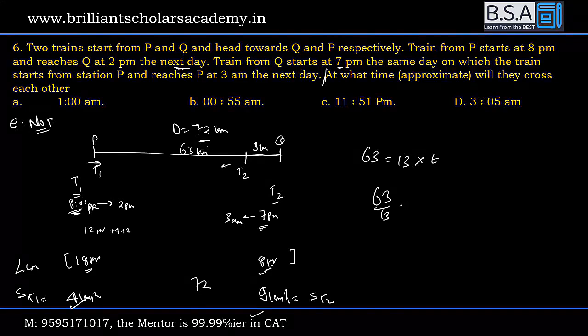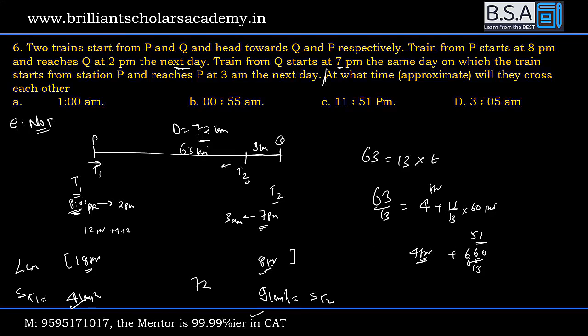63 by 13. 4 times is 52. Remaining is 11 by 13. Please understand, this is in hours. I need to convert this in minutes. How do we convert to minutes? Multiply by 60. So 4 hours are gone from 8 o'clock. And then what is this? This is 660 by 13. 5 times it is 65, remaining 10. 10 upon 13 is almost 1. Almost 1. 4 hours 51 minutes.